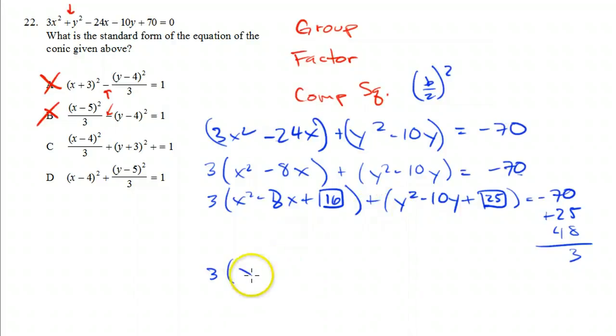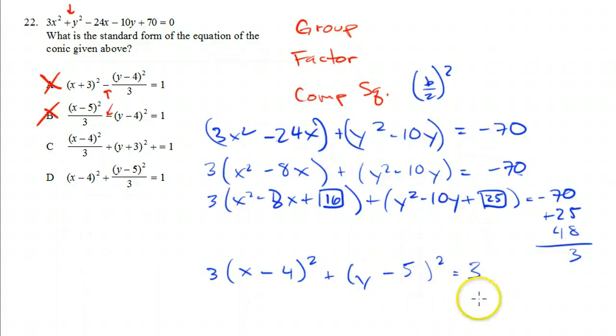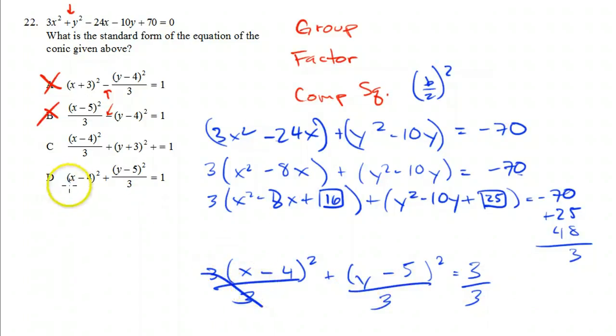These factor now to x minus the square root of that is 4. Right? That's the whole reason I'm using completing the squares, to make it something squared. Square root of that is x, square root of that is 4. Square root of y is y, square root of 25 is 5, and it's a minus sign. Is equal to 3. And our last step is just divide by 3. And this one cancels out. So we get our final answer of x minus 4 squared plus y minus 5 squared over 3 is equal to 1, which is D.